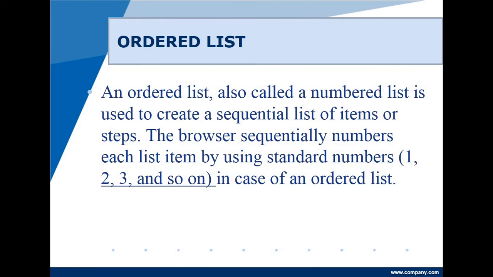An ordered list, also called a numbered list, is used to create a sequential list of items, that is adding multiple list of items or steps. The browser sequentially numbers each list item by using standard numbers 1, 2, 3, 4 and so on in case of an ordered list, or you can even mark each line with alphabets, that is A, B, C, D and so on. Every time you add an item in your list, the browser or HTML will automatically mark that particular line or option with the next alphabet or the next number.